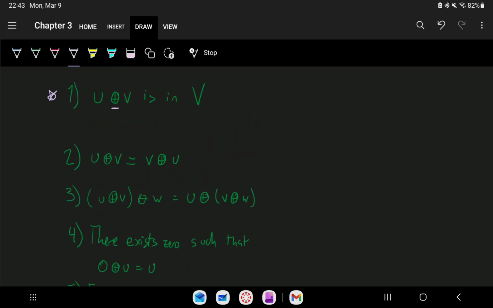Because number 2 is something we've seen before, right? Number 2 is saying that in order for V to be a vector space, any of its vectors U has to be commutative with vector V, right? You've seen that before just in terms of the rules of addition. Similarly, if we have vectors U, V, and W, when we add those vectors up, they must be associative. So grouping does not matter.